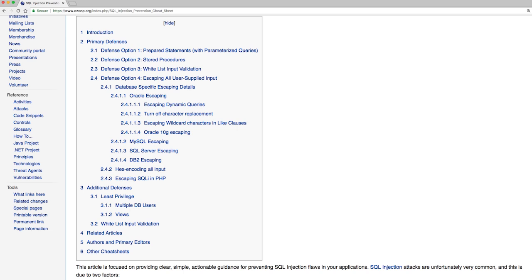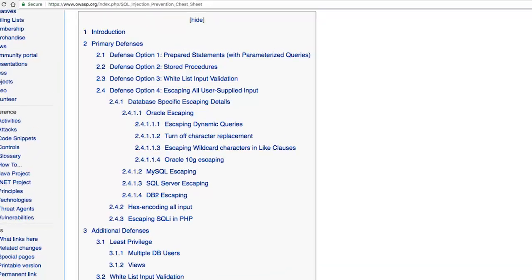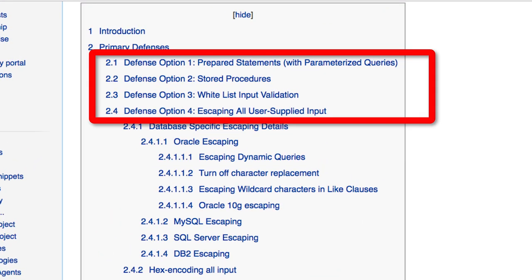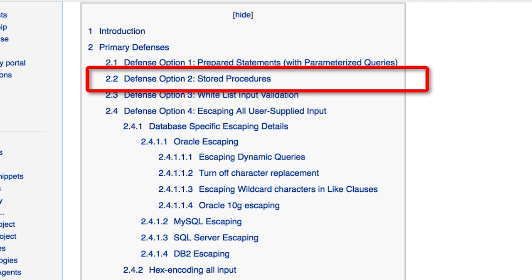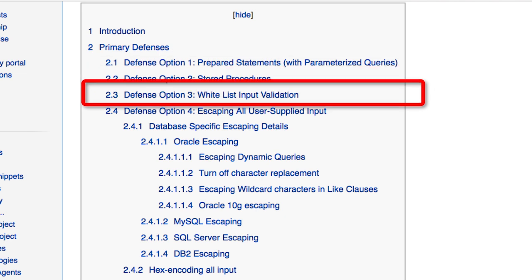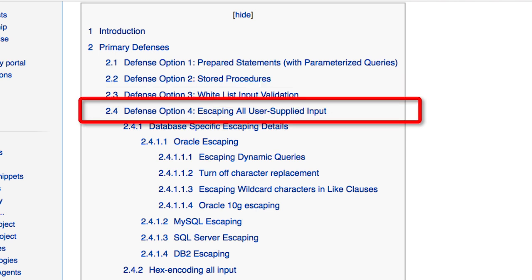At the end of the day, they have four primary defenses against SQL injection. The first one is the use of prepared statements with parameterized queries. The second one is to use stored procedures. Then the third one is whitelisting, right? Whitelist input validation, which can be problematic, of course, depending on how complex the application is. And then escaping all user supplied input, right?